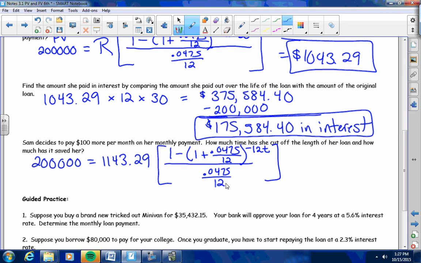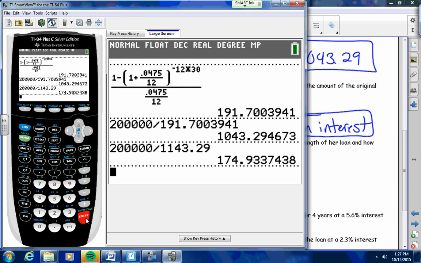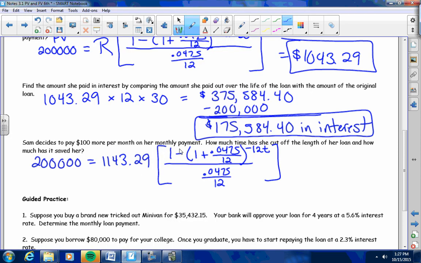Okay, PEMDAS. PEMDAS is going to help you out a lot with this one, okay, as we're trying to solve for t. First thing we need to do is divide both sides by 1143.29. So 200,000 divided by 1143.29. Enter. So 174.9337438 equals everything in the brackets.